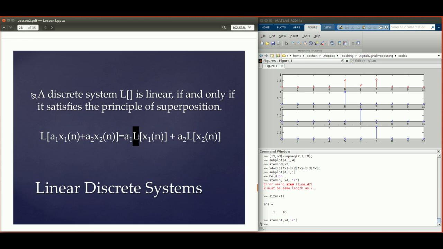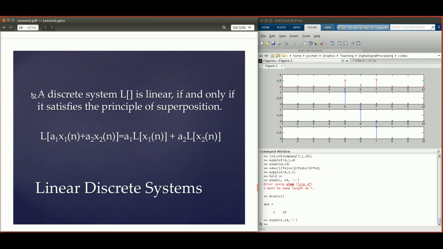So L x1[n] is the output of this linear system if the input is x1[n], and L x2[n] is the output of the linear system if the input is x2[n]. And you can see a1 and a2 are exactly the same coefficients that you used to add together x1 and x2, and then you are using exactly the same weights to add together the outputs of the linear system for x1 and x2.